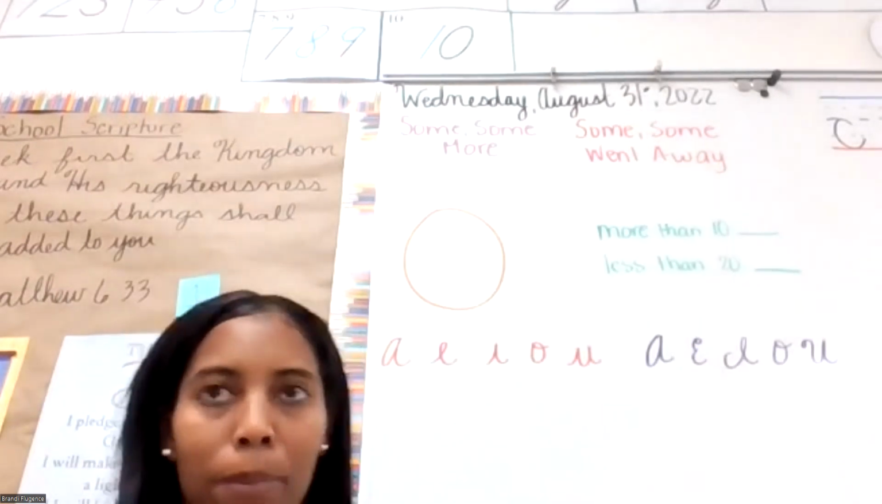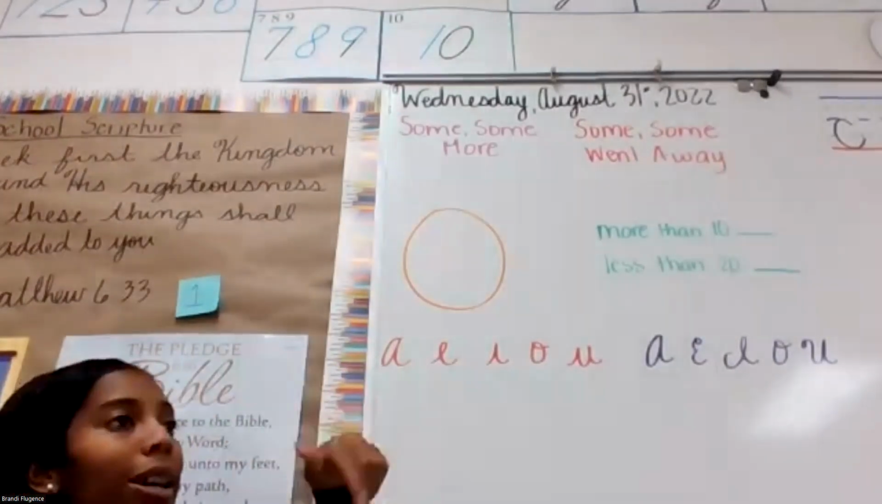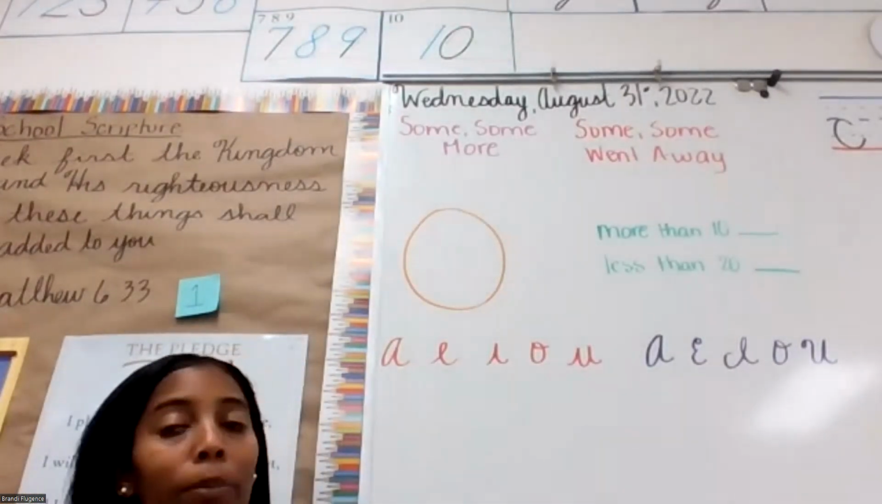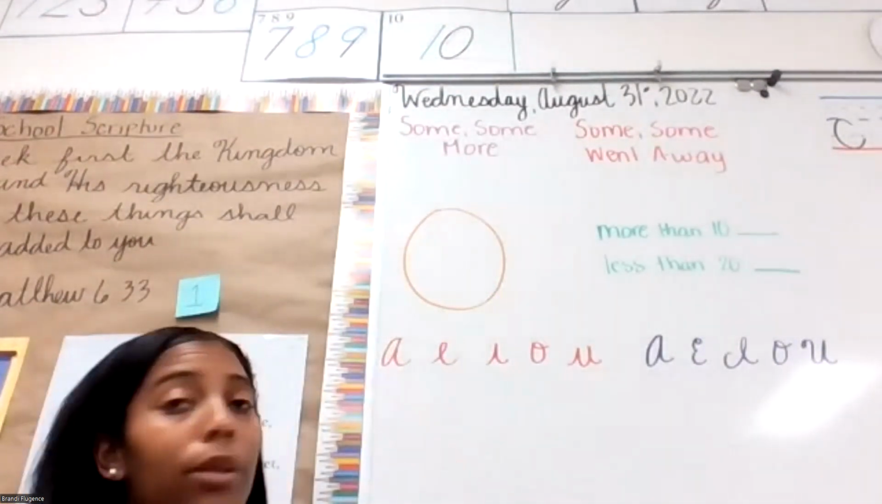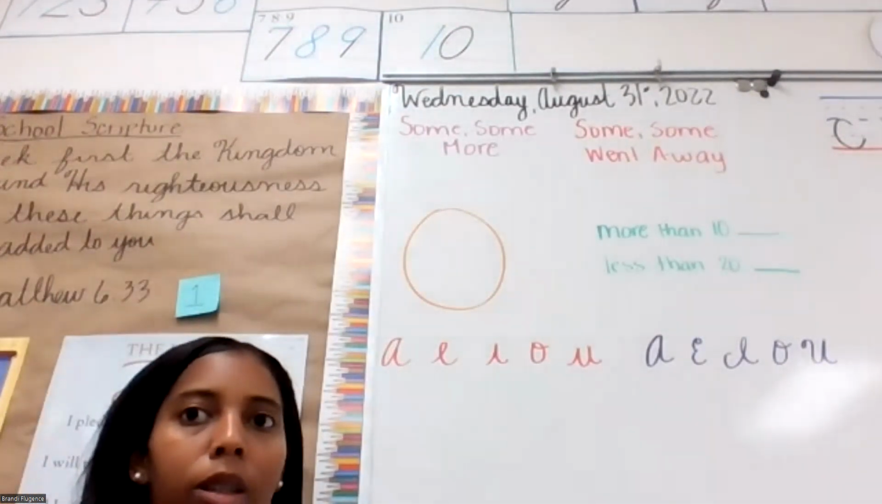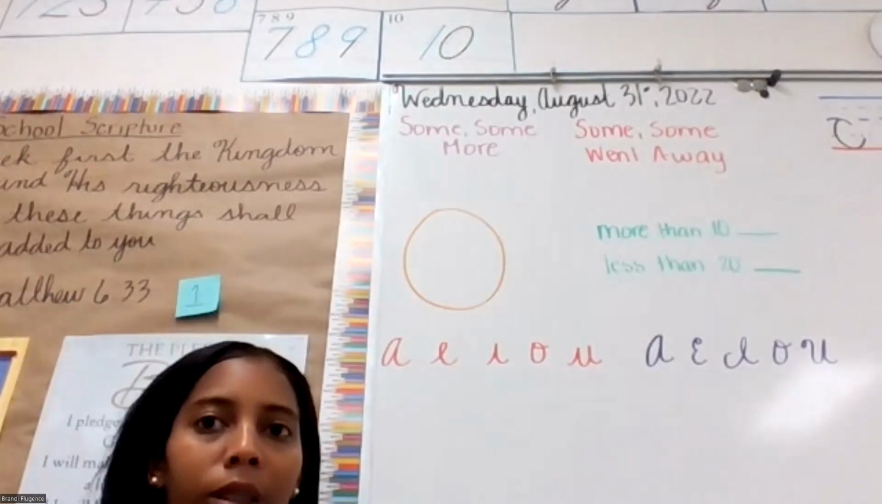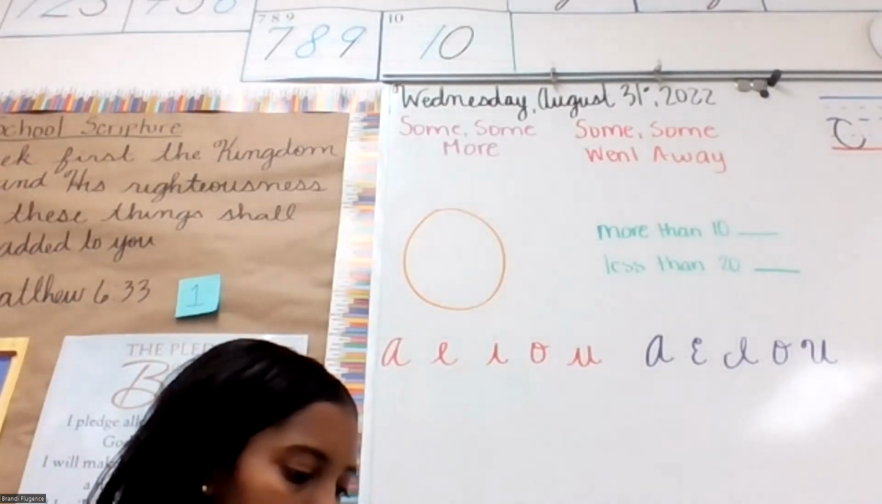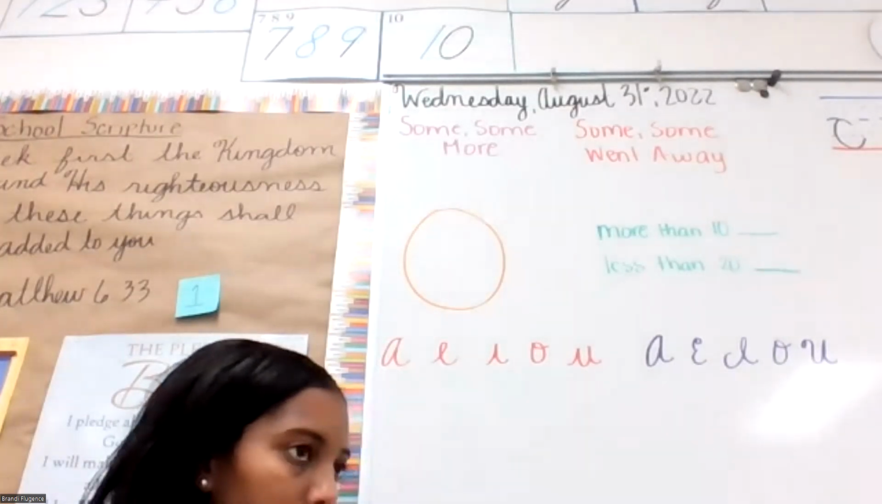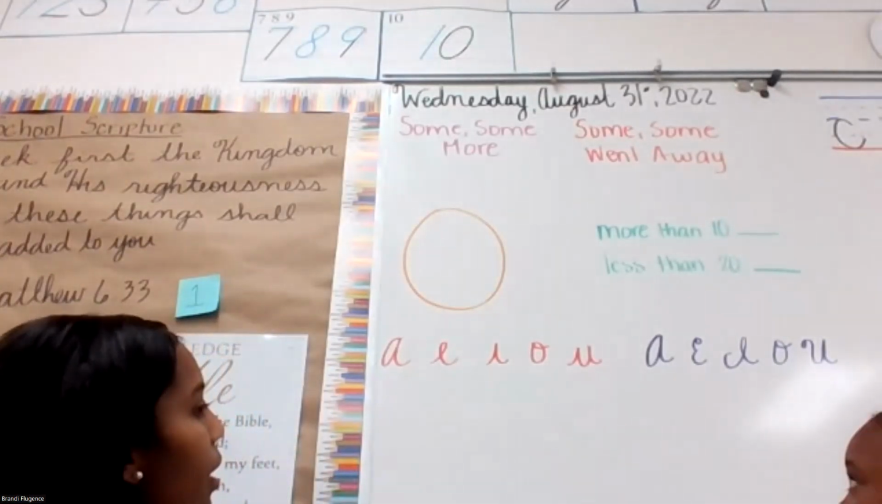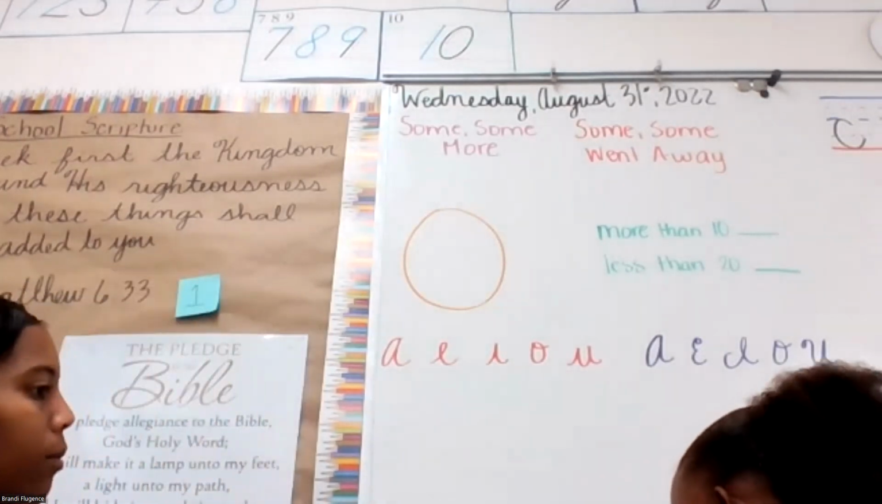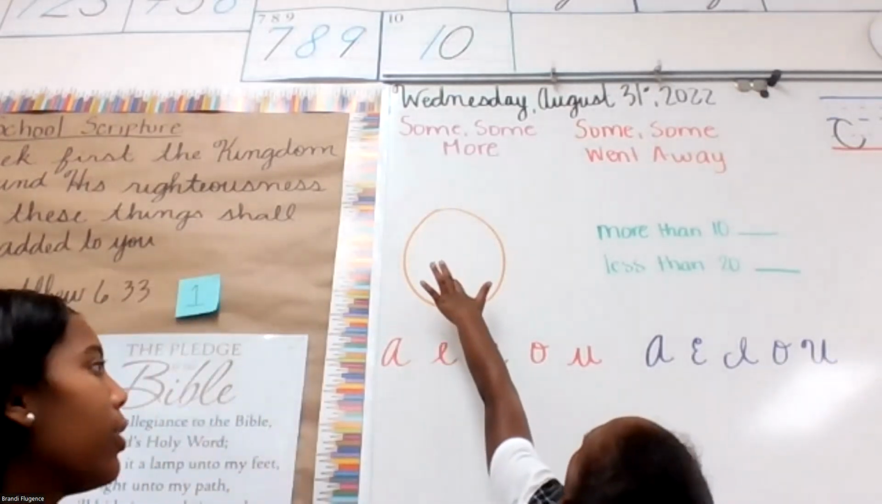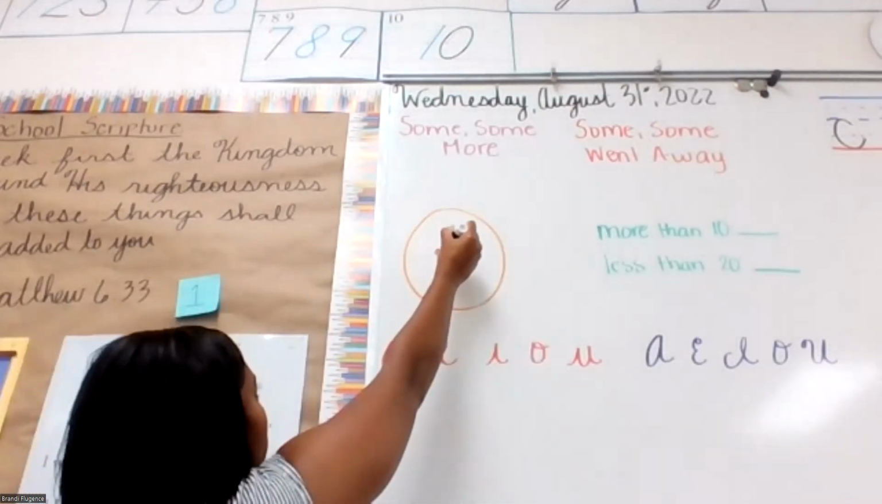Kendall, if I had to write the number 7 inside the circle, where would I put it? You can point to it, like you have to come show me. Where would inside the circle be? Yes, good. So this would be the inside.